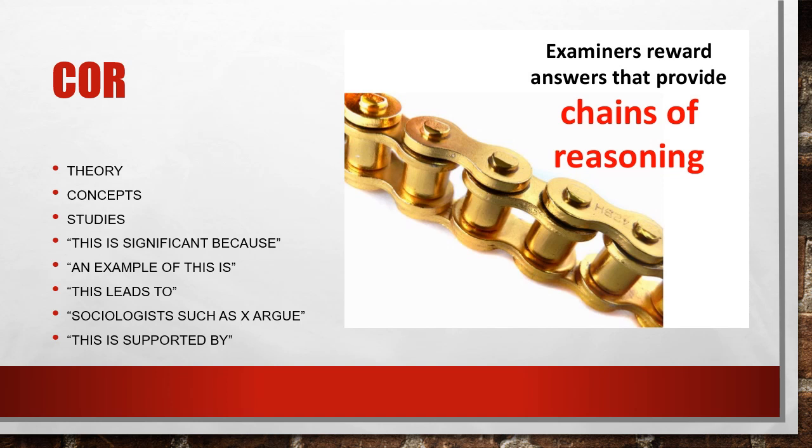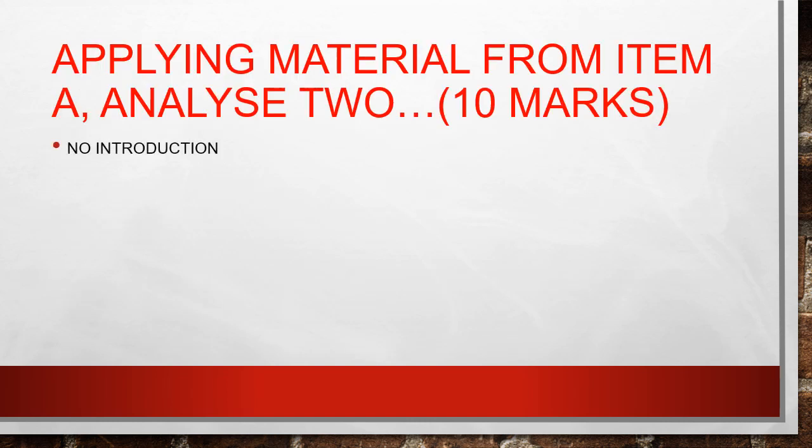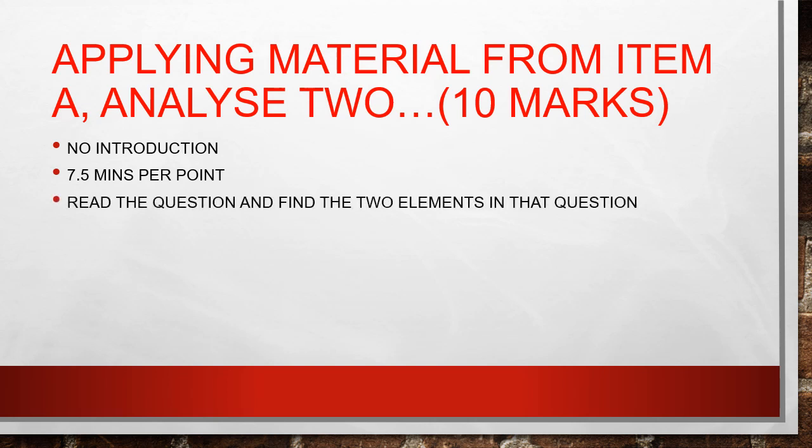This is supported by. Okay, the second question is the item question. Again, it's worth 10, and you'll see with the suggested structure, I've added in PEEL, and the E is going to be different to the outline and explain, so have a look. Again, no introduction, 7.5 minutes per point, and read the question first and find what two elements in that question are being linked. Okay.